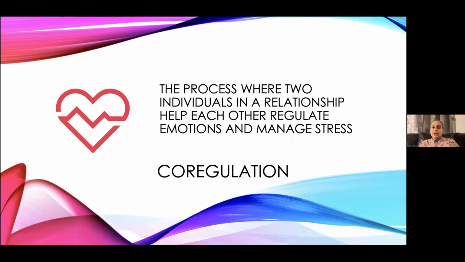So the co-regulation is the process where two individuals in a relationship help each other to regulate their emotions and manage stress. So for co-regulation, I am taking that child or that client, and again, we can use this with any age, and I'm getting them to work with me. I have to be their communicative partner at that moment in time. I have to work with them directly. It can be you, it can be their personal assistant, it could be their teacher, but they need a partner for communication in this aspect.